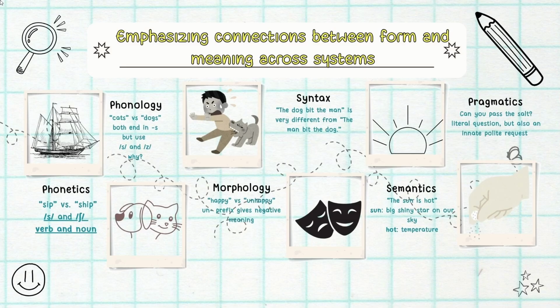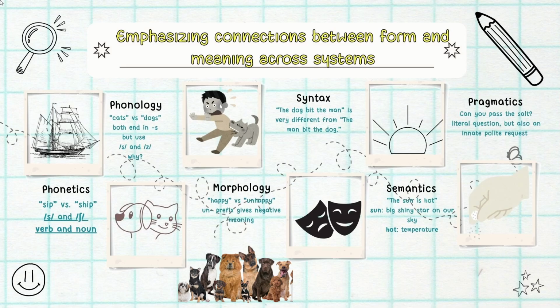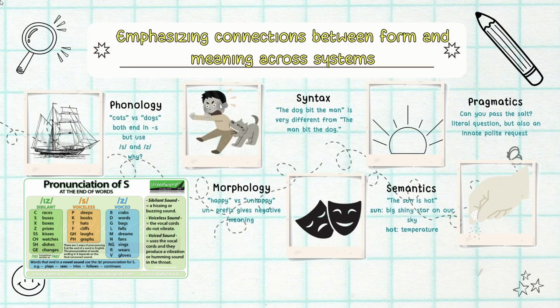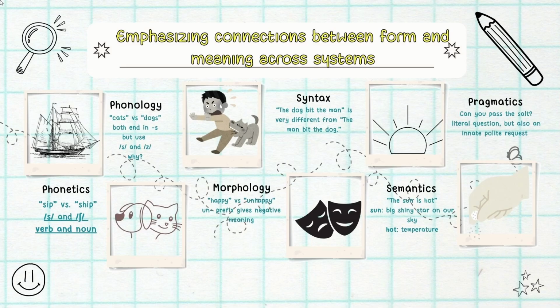Now, phonology studies how sounds work in a particular language, which ones matter for meaning, and how they behave in different positions. So, for instance, in English, the word cats ends in an S sound, but dogs ends in a Z sound. So, even though both are just the plural S, why does that happen? It's because English has a phonological rule that changes the sound of the S depending on the final sound of the word. So, even though the plural ending is spelled the same, it sounds different, and phonology explains that pattern.